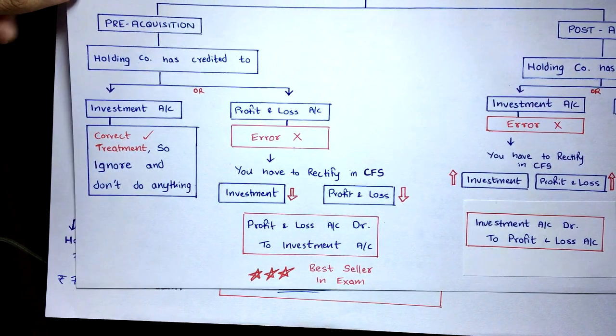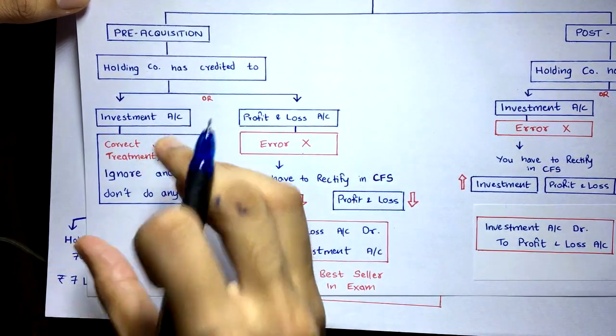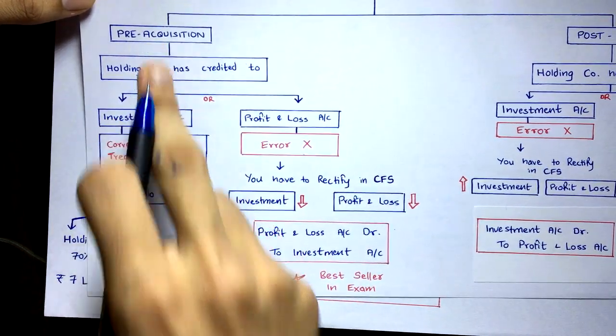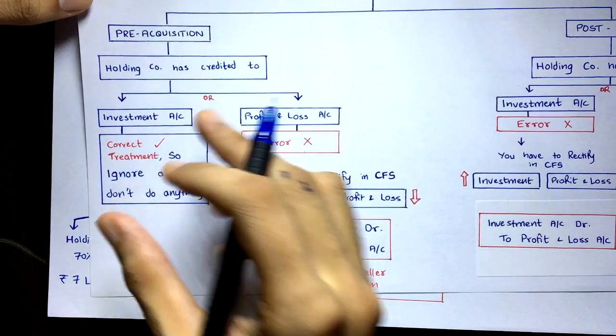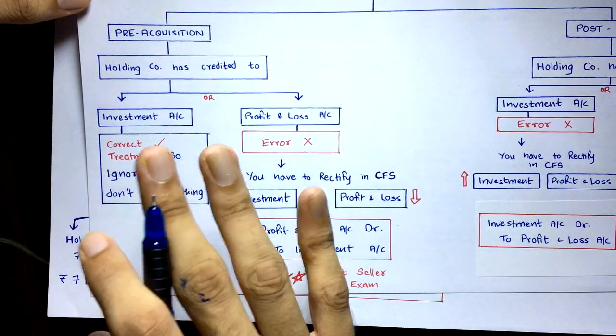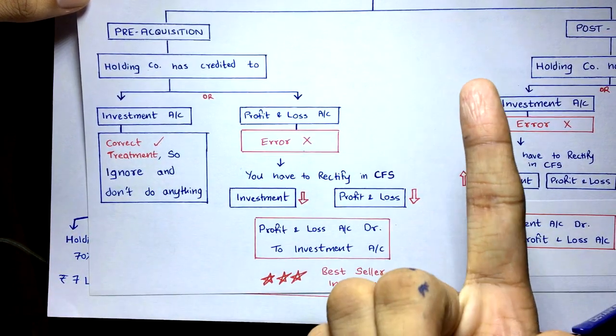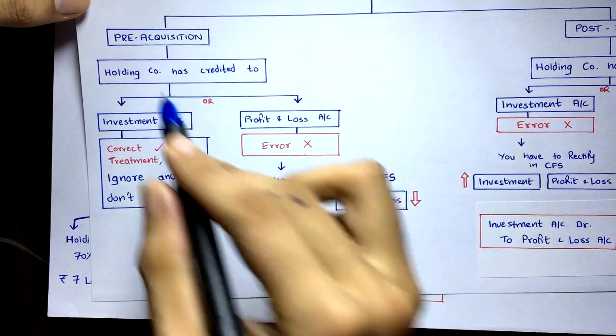But if the question specifically tells you that correct treatment has been done regarding the pre-acquisition dividend, then you will not do anything. Okay, you will just ignore that. You will not touch any working notes. That means you will not touch the working note number 2 and working note number 4 regarding the pre-acquisition.